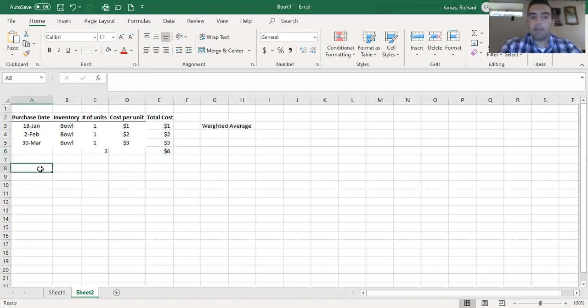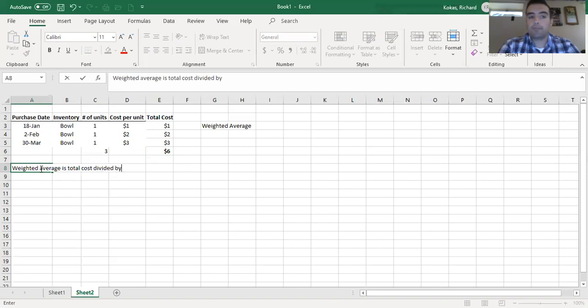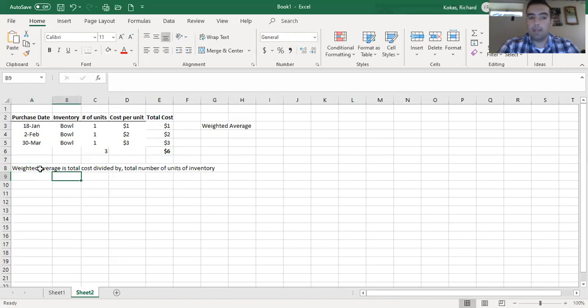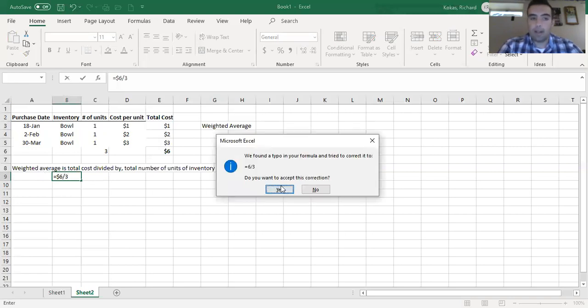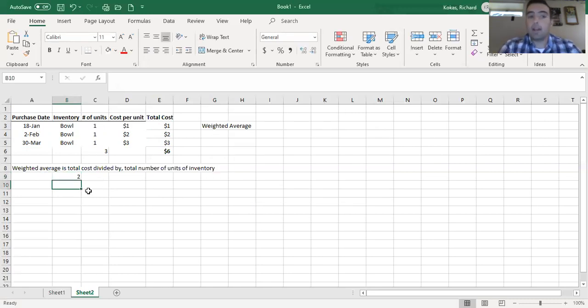So what the weighted average says, the calculation is you take your total cost divided by the total number of units of inventory. In this case, it's $6 total divided by 3 total units. There you go, I didn't want the dollar sign. So ultimately, this is $2 per unit. That's the average cost.